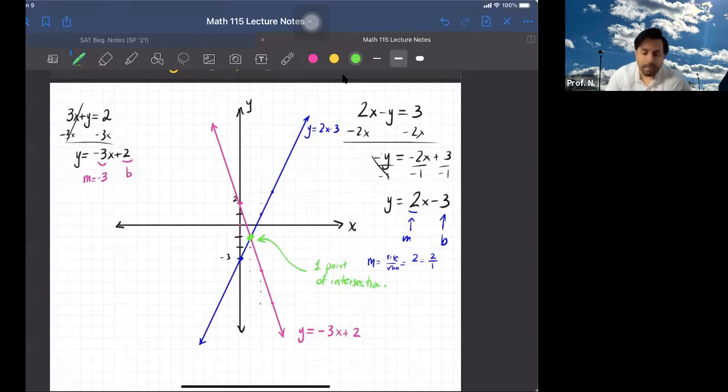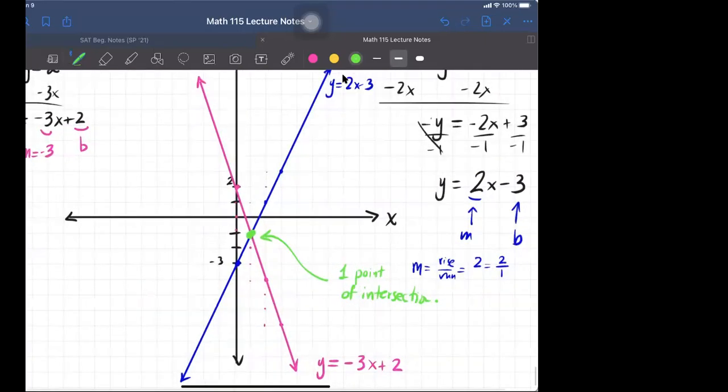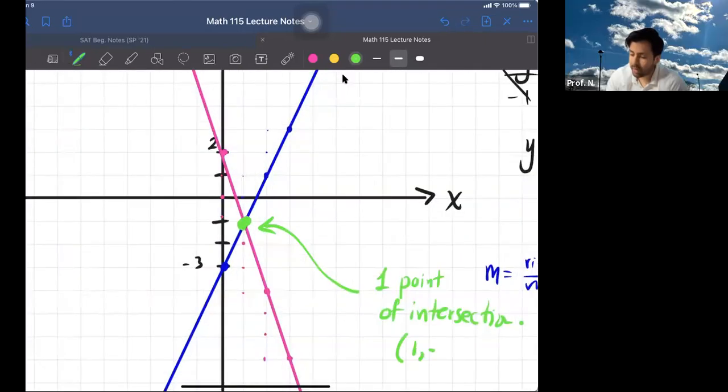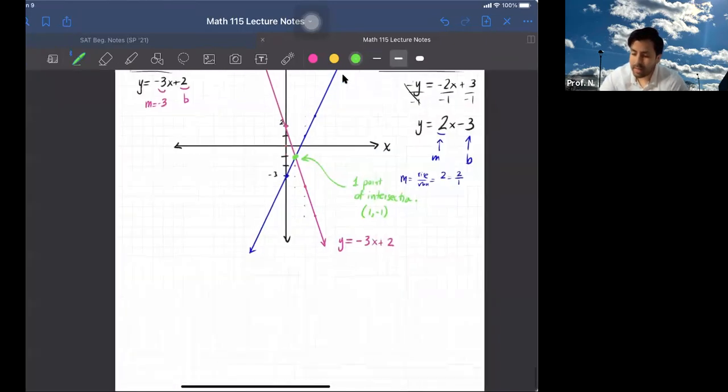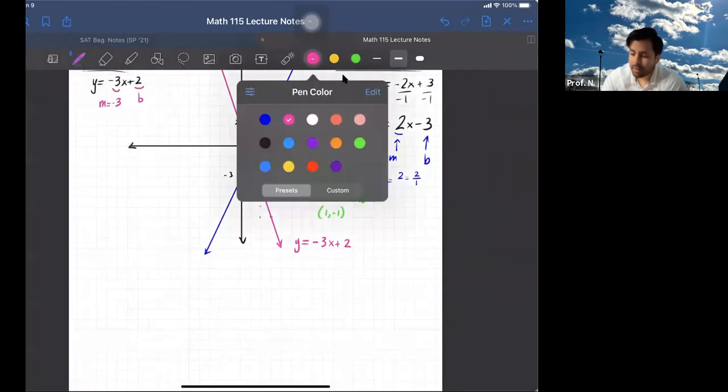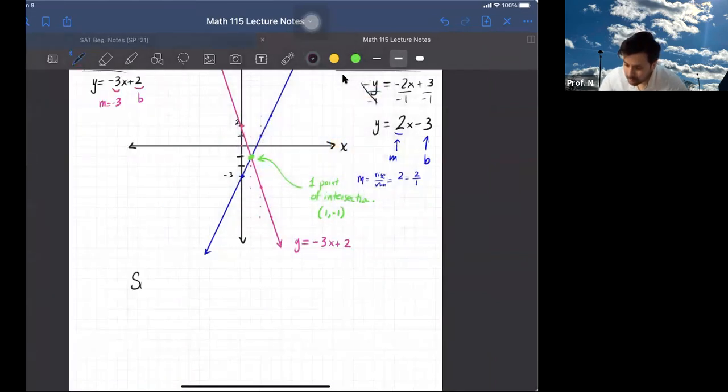So then what is it? The coordinates are going to be what? I believe 1, -1. That's correct. You're correct. 1, -1. That's my solution, guys. I did it. I solved the system. So my solution is the coordinates 1, -1. Or you can write it as x equals 1, y equals -1. That's my solution.